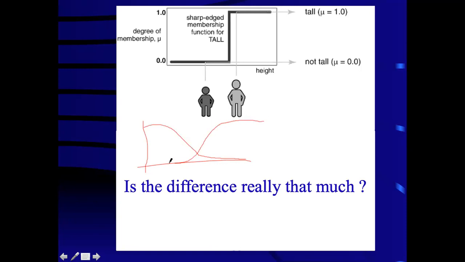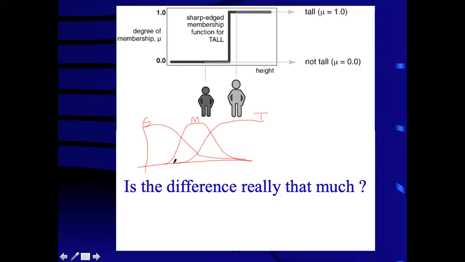But then I could have another category in between, and that category would be something like this. Okay, so now I have got three membership functions here. This one is for small, this one is for medium, and this one is for tall. ठीक. So I have three categories, so therefore I have three membership functions.